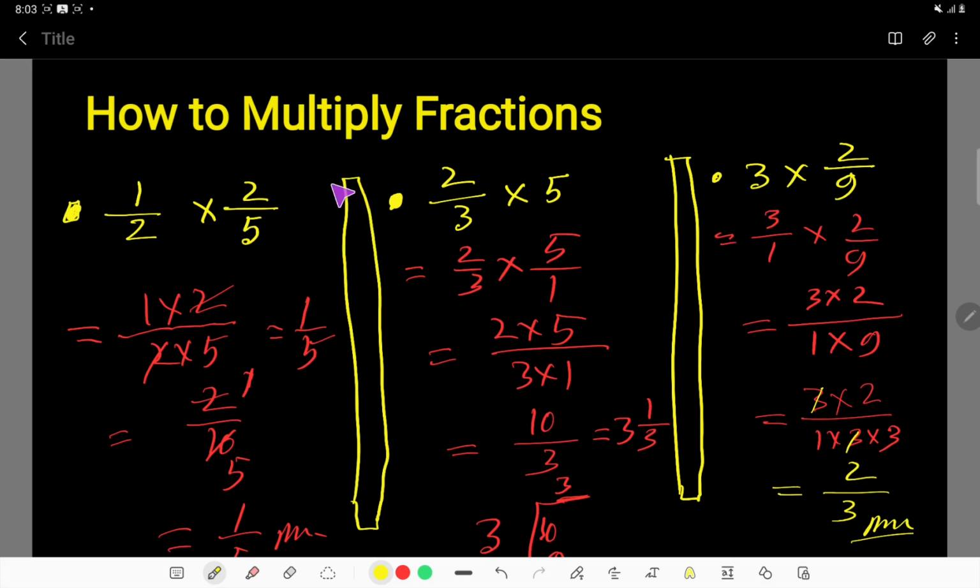So now I am going to give you a rhyme so that you can remember how to multiply fractions. Multiplying fractions, no big problem. Top times top over bottom times bottom, and don't forget to simplify. Simplifying fractions means you have to cancel the common factors from numerators and denominators.